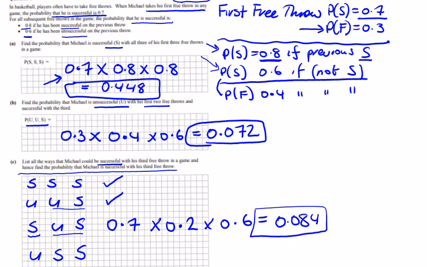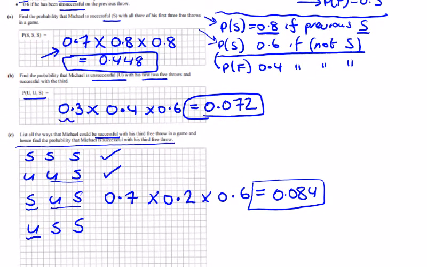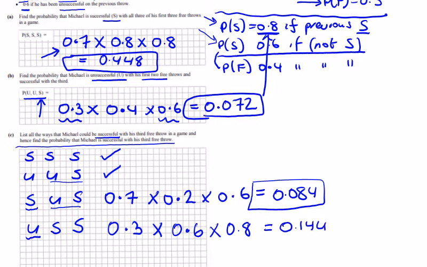I think we're going to have to add these together in a minute. Our fourth one, USS. Okay, well, we've had this one before. Unsuccessful to begin with was here, 0.3. Followed by success. Well, that's this success here, followed unsuccessful. So that's this 0.6. So by 0.6. And then successful, having been successful on the previous one, is this 0.8. And 6 8s are 48, and 3 48s are 144. So that's 0.144.